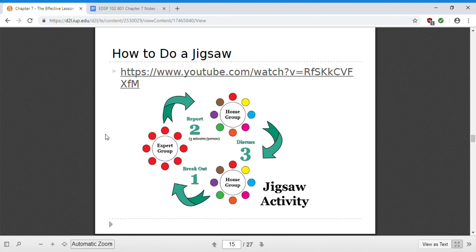A, briefly describe how an instructor can utilize the jigsaw technique. B, do you think this is an effective technique? Why or why not? And C, how can you use this technique in your future or current career? Watch the How to Do a Jigsaw video, answer those questions, and then pull up part 3 of this week's recorded lecture and we'll continue on.